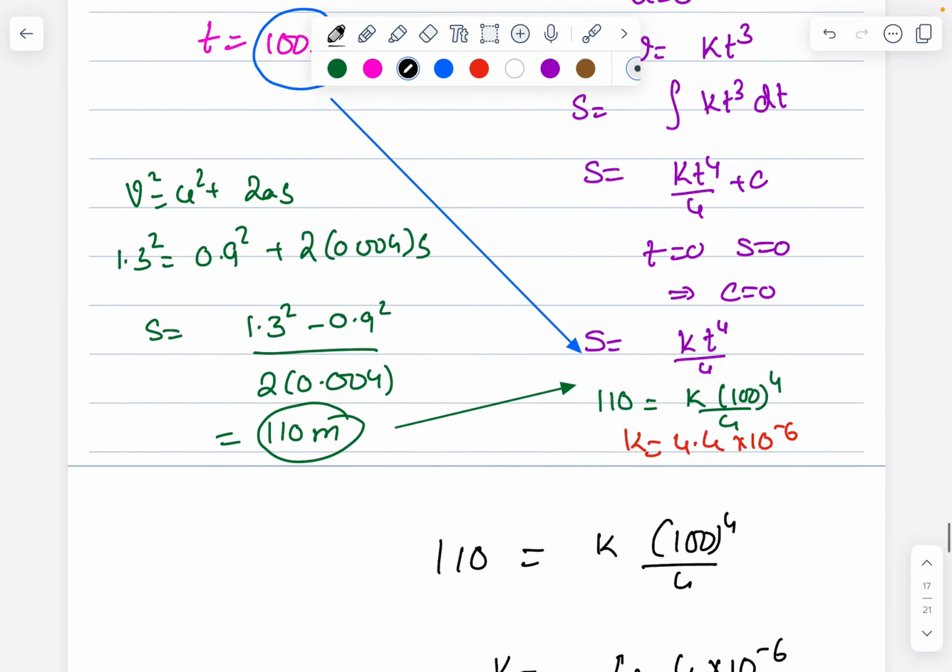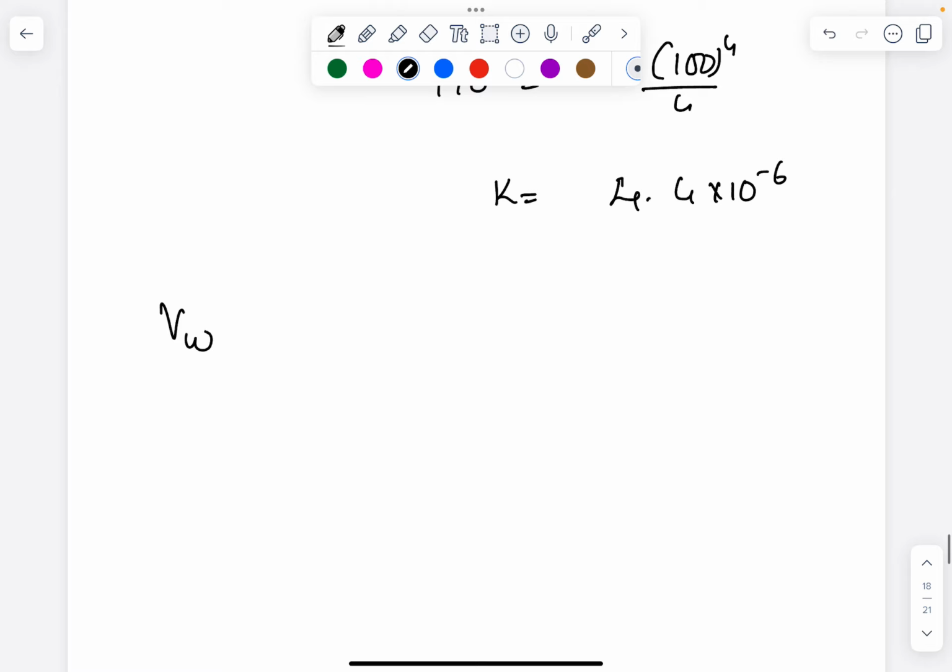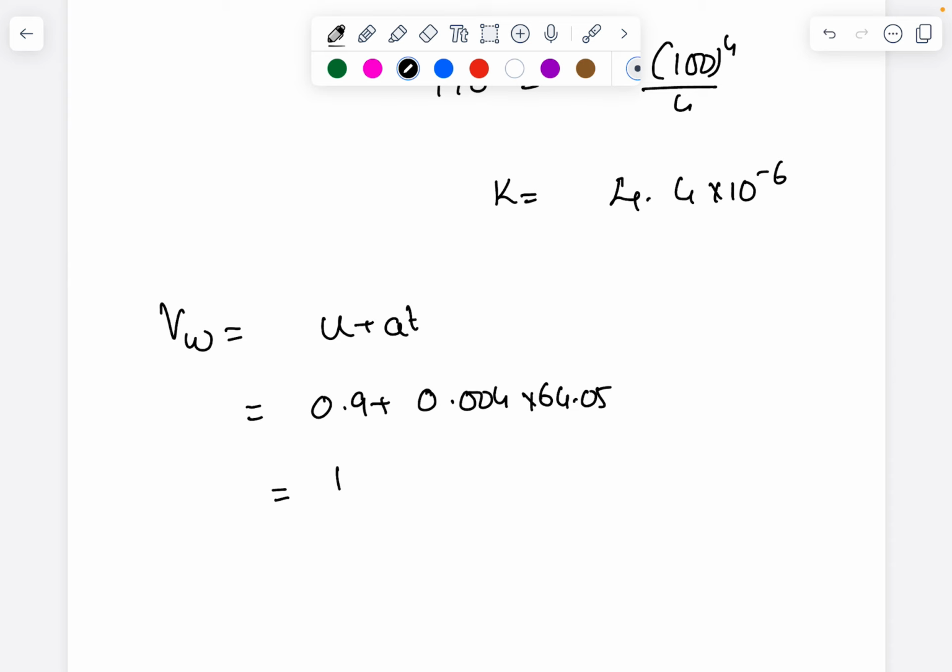64.05 seconds. So now the velocity of the walker: v equals u plus at. U is 0.9 plus a is 0.004 times 64.05. That's going to be 1.16. This is the velocity of the walker.